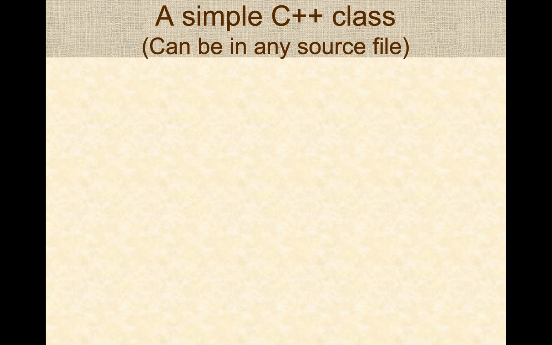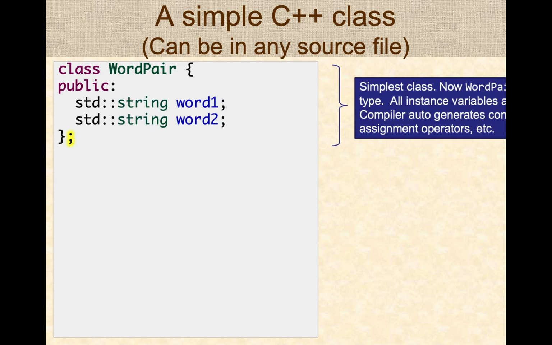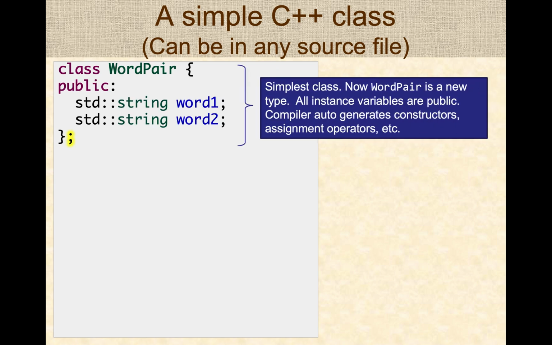All right, let's start with a simple C++ class. So in C++, you would start with the keyword class, and you would give the name of a class. And notice the open curly and close curly brackets with a semicolon at the end. Don't forget the semicolon at the end of the class definition. In this class, we're going to have two simple instance variables. Both of them are strings, word1 and word2. And this is the simplest class.